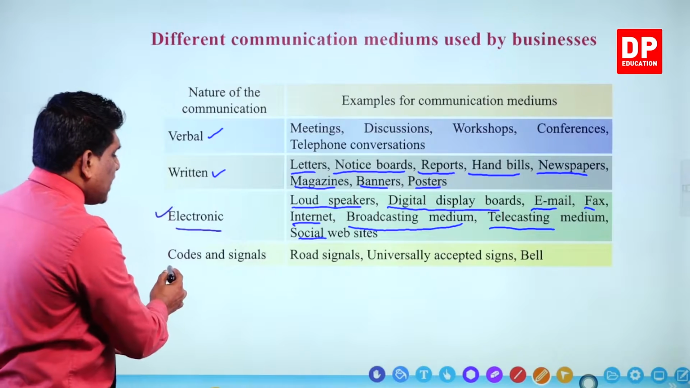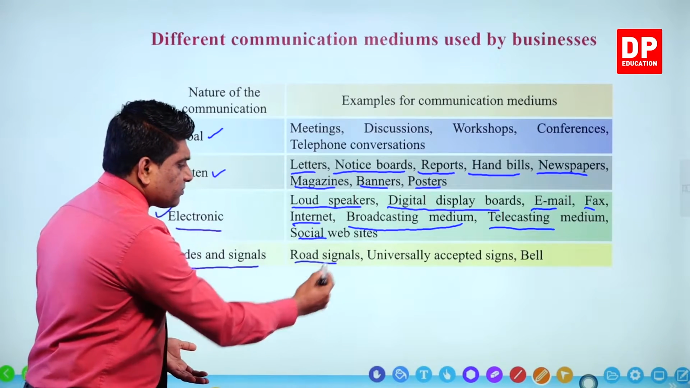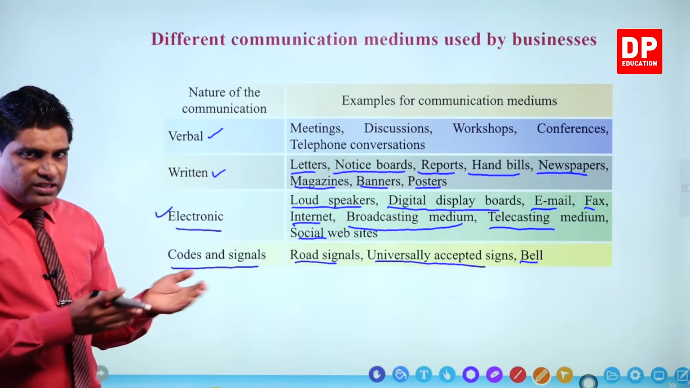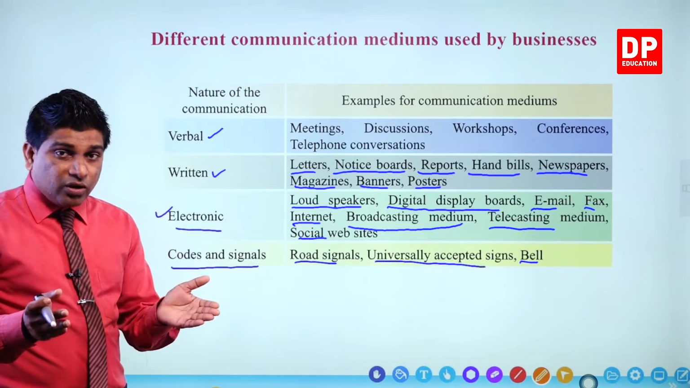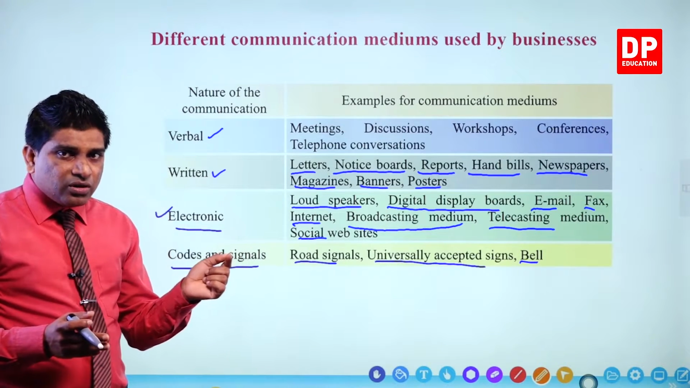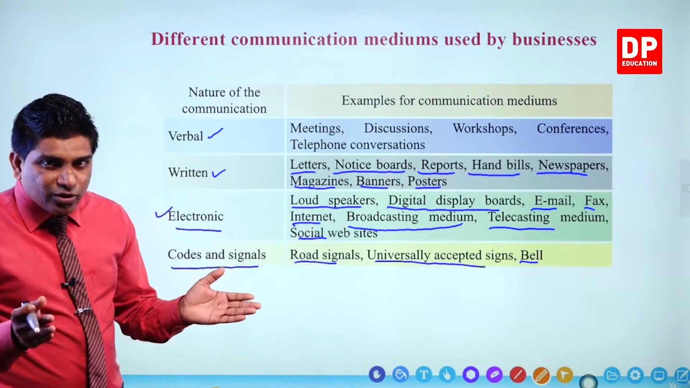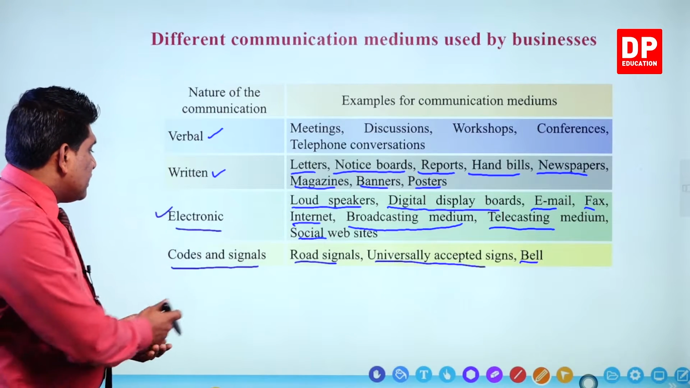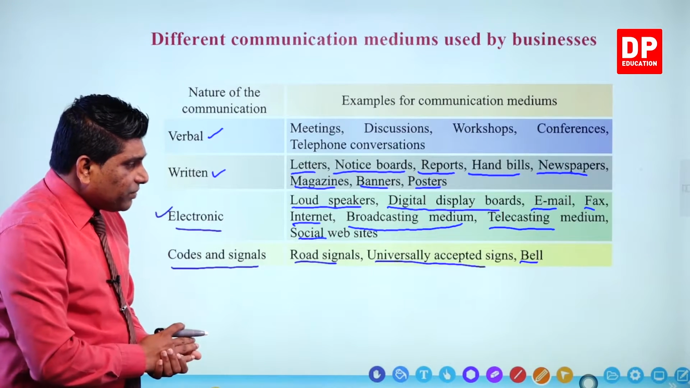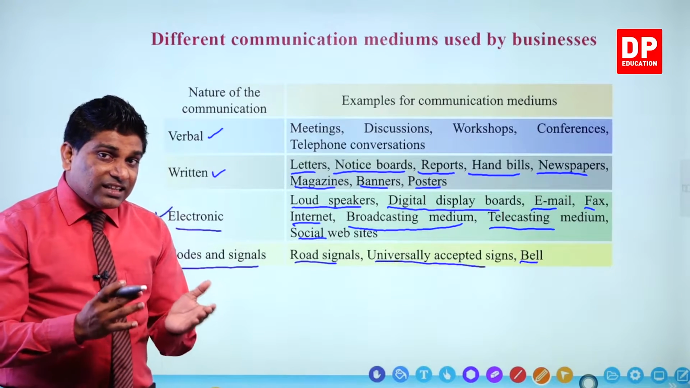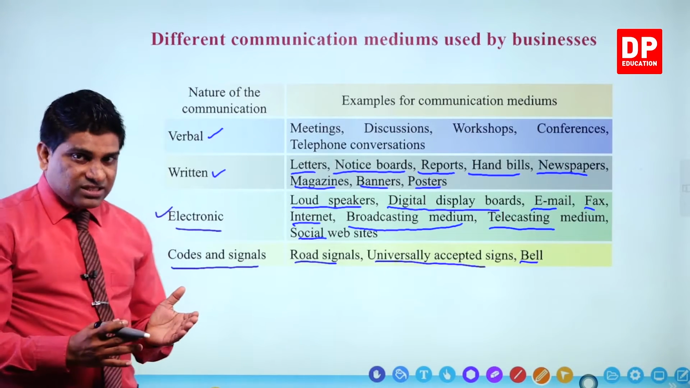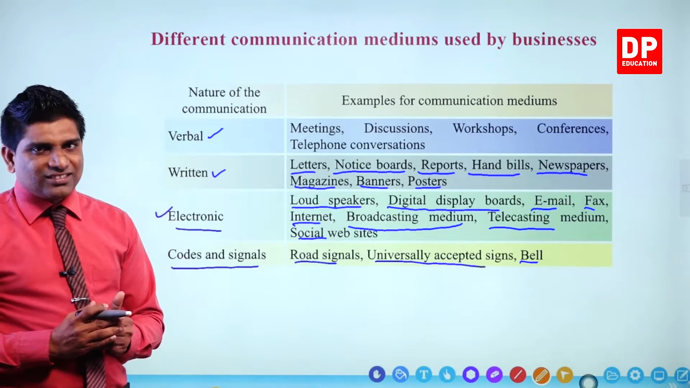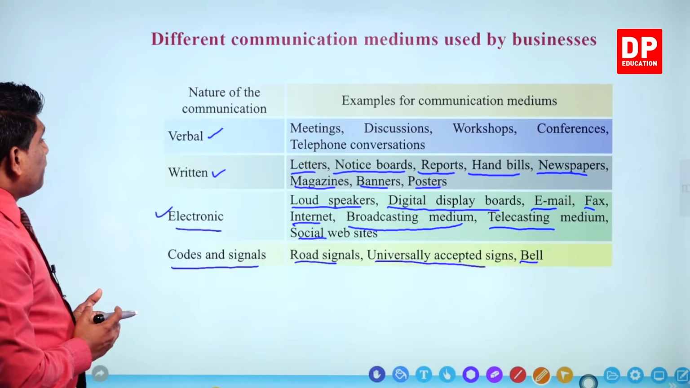The last one is codes and signals. Road signals, universally accepted signs, bell. When someone comes to your house, how do you know to open the door? When she or he rings the bell, then you can open the door. They communicate something: someone came. So codes and signals: road signals, universally accepted signs, and bells. These are the other codes and signals methods used by businesses and general people to communicate their ideas.